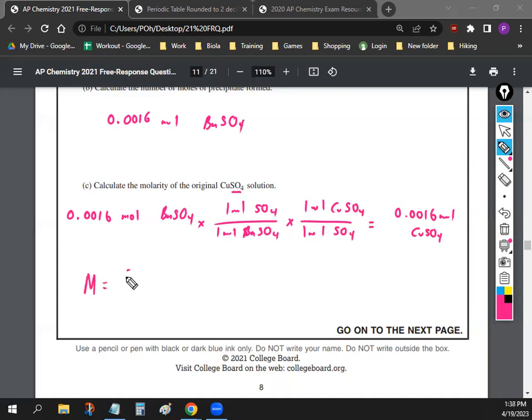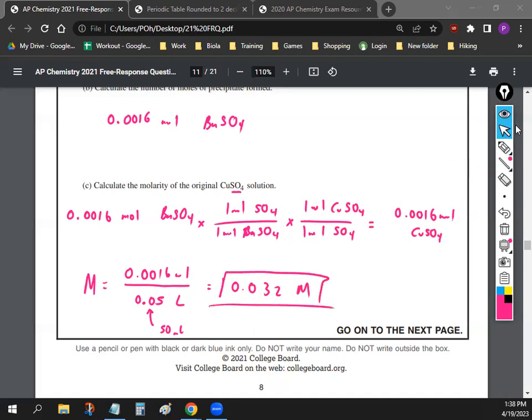Yeah. Last step. 0.0016 moles of copper sulfate, and we're going to divide it by the volume. If you look at the information above, it tells you that it's 0.05 liters, 50 milliliters. Solve it. About 0.032. Okay, so that's how you find the molarity of a solution by using how much precipitate was formed.